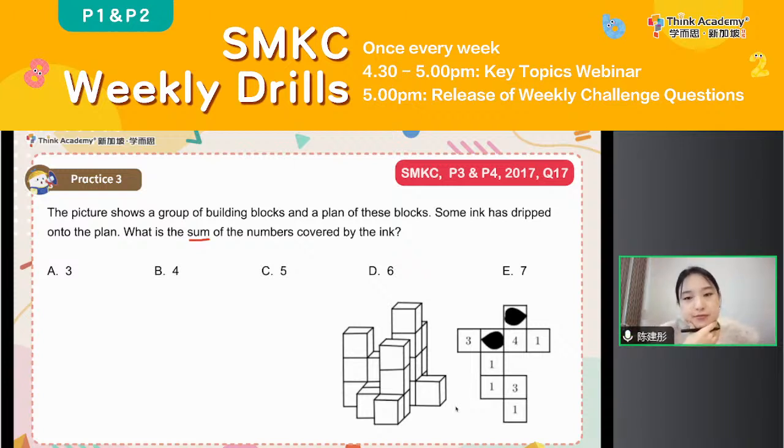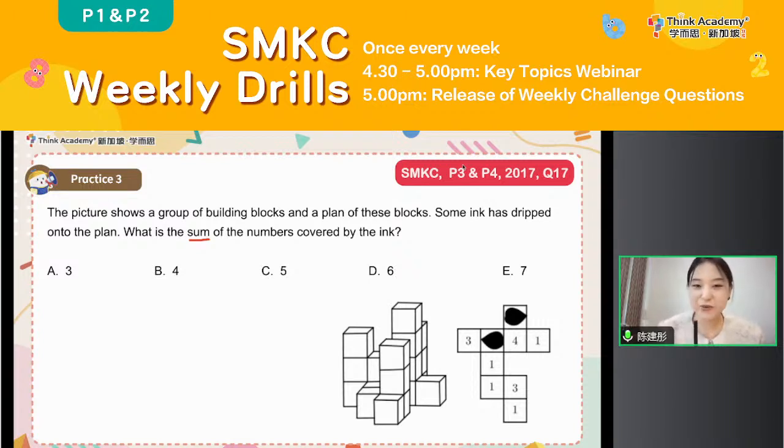Okay, can you guess? What is the meaning of the numbers? Here, 3, 4, 1. What does it mean? What is the meaning of the numbers? Everyone, what is the meaning of the numbers? Probably we can have a guess, right?